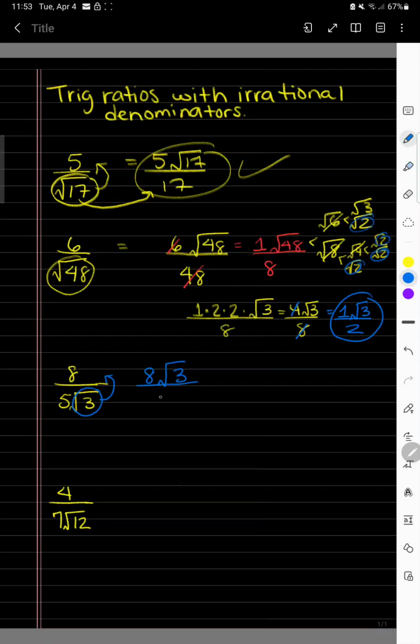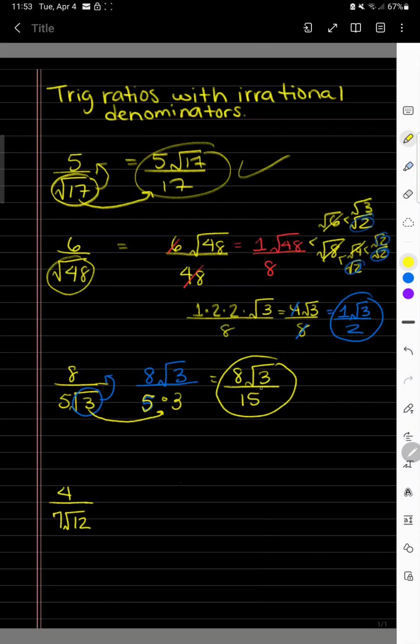Remember that at the bottom we have a 5 already. That's already there, 5. And then we're going to take out the 3 and multiply it times 3. So we have 8 square root of 3 over, 5 times 3 is 15. This one's simple, that's it, because 8 and 15 do not break down. They don't share anything, so I can't do anything there.